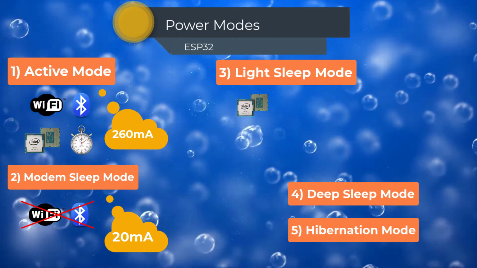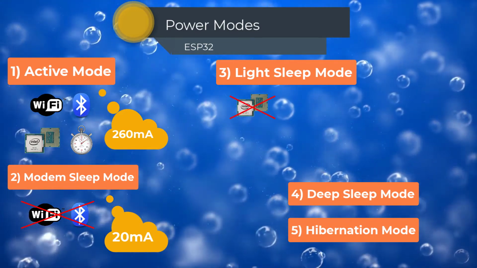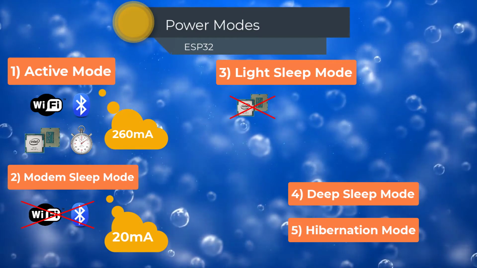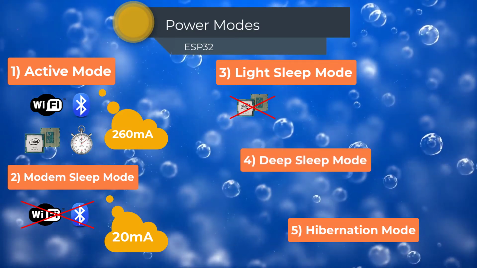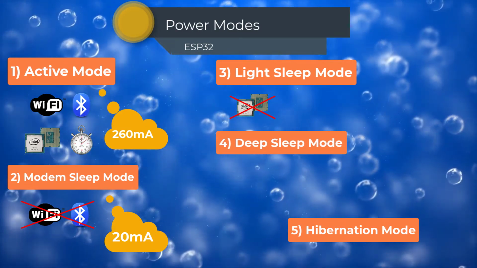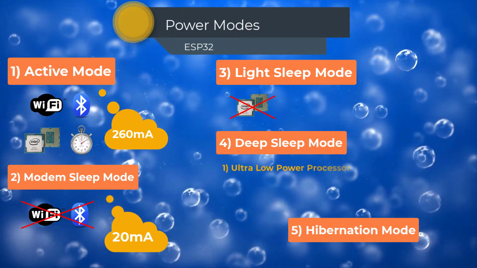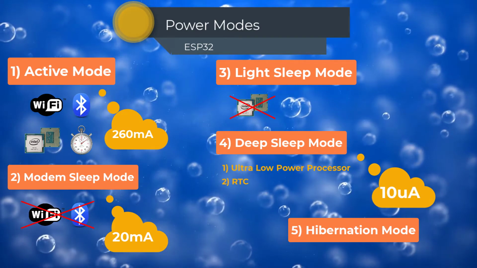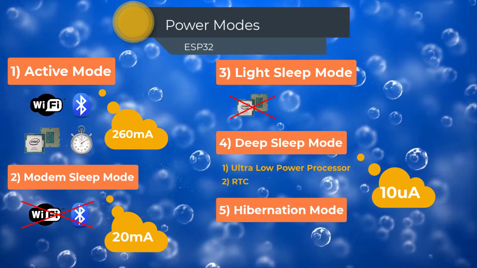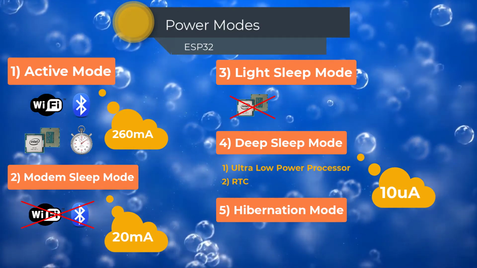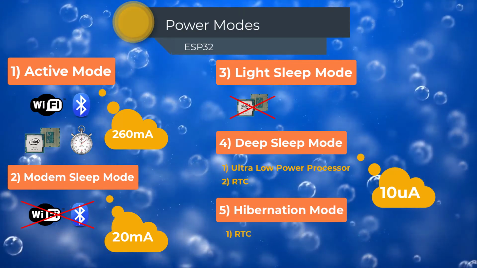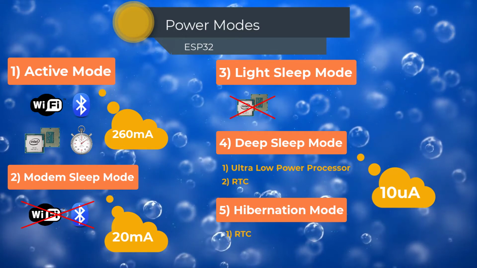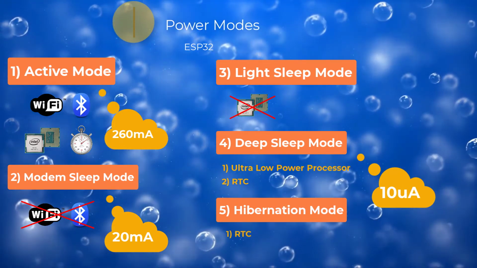In light sleep mode, the main processor is also disabled and it will wait for an event, some timer, or interrupt to wake up from the sleep mode, and all the data will be retained when the processor wakes up. Next is the deep sleep mode. In deep sleep mode, everything is disabled except the ultra low power coprocessor and RTC. So in this mode, the power consumption is reduced to almost 10 microampere. Next is the hibernation mode. In hibernation mode, even the ultra low power coprocessor is disabled and only RTC remains active. So in this mode, power consumption is almost negligible, but we cannot retain the data when ESP32 wakes up from hibernation mode.